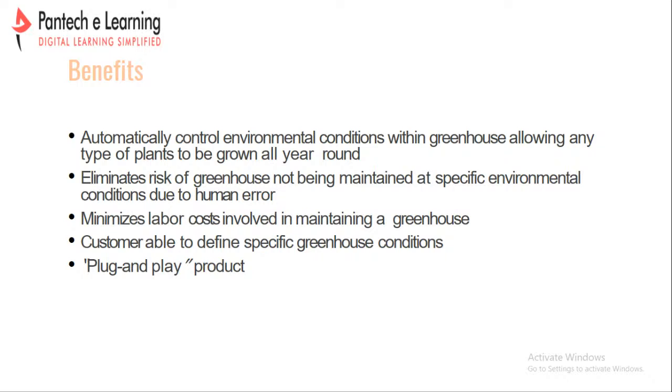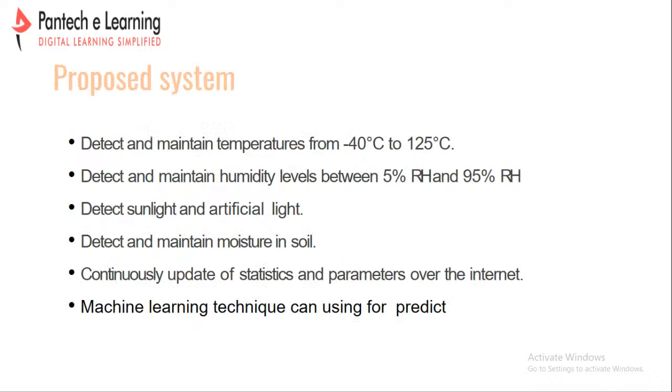It also minimizes the labor cost of maintaining a greenhouse. We can maintain the greenhouse by watering our plants using a soil moisture sensor and so on, and the customer is able to define the specific greenhouse conditions. According to their convenience, for suppose apple or tea, we can adjust the parameters in the greenhouse or vary the sensor sensitivity. Plug-in and plug-out products should be very easy to control, and I'll tell you about this later.